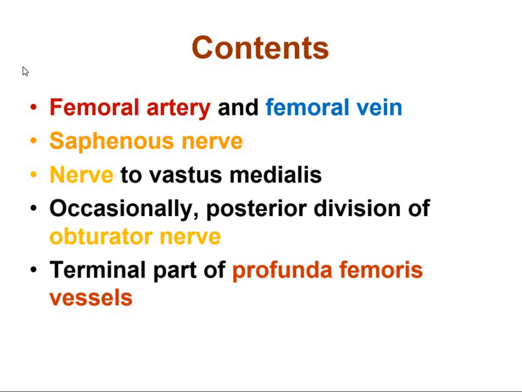Okay. In the anterior compartment we had the femoral nerve, which was supplying all the muscles of the anterior compartment. Now we have this obturator nerve, which is supplying the medial compartment of the thigh. So it may come into the adductor canal. Then we have the terminal part of profunda femoris vessels. Okay. Femoral artery, femoral vein, saphenous nerve, nerve to vastus medialis, occasionally posterior division of obturator nerve, and then finally the terminal part of profunda femoris vessels.